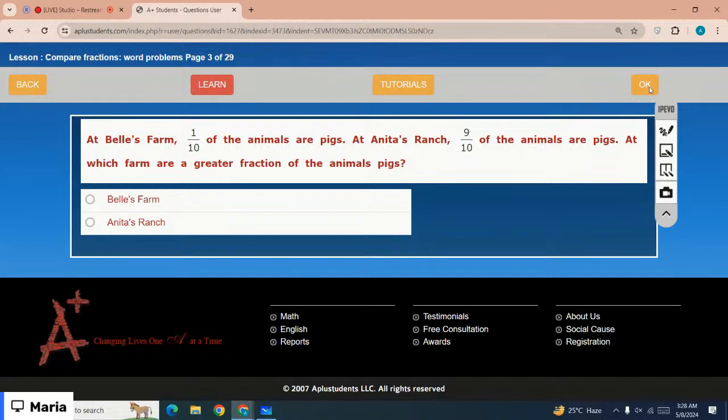At Bella's farm, 1/10 of the animals are pigs. At Anita's ranch, 9/10 of the animals are pigs. At which farm are a greater fraction of the animals pigs? Which is the correct option?